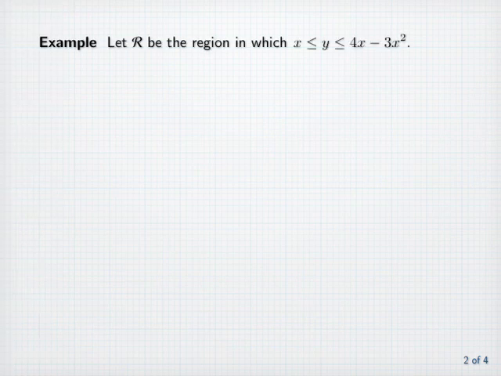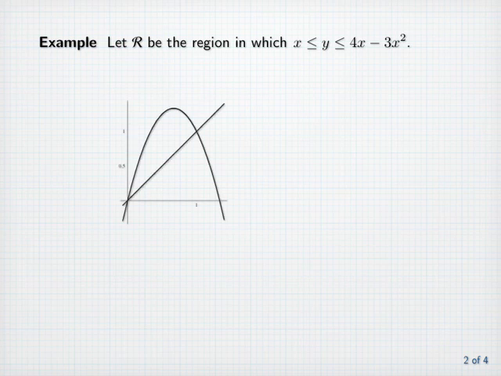Example. Let R be the region in which y is greater than or equal to x and less than or equal to 4x minus 3x squared. Here's a picture showing the graphs of y equals x and y equals 4x minus 3x squared. The region in which y is between x and 4x minus 3x squared is the region between those graphs where the parabola is above the line.